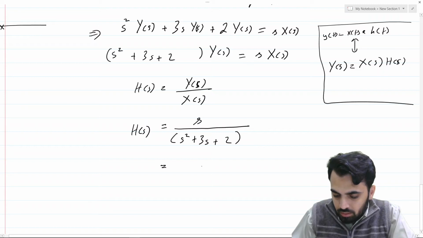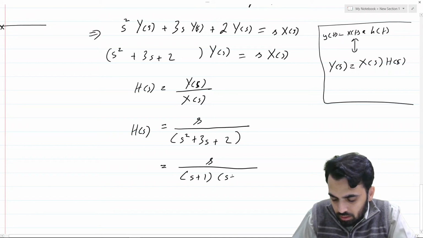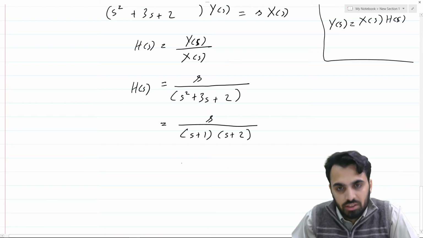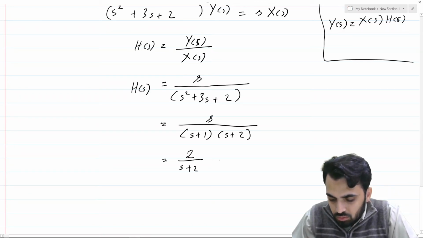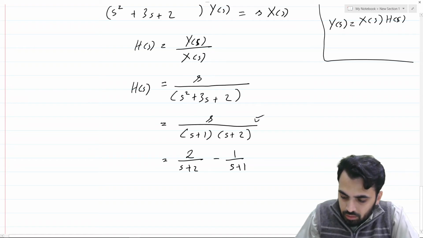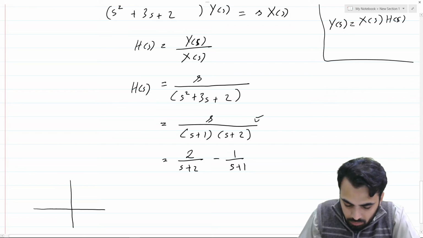Or we can take the roots of the denominator, so we can have (s + 1) and (s + 2), and by taking partial fraction expansion, this would be equal to 2 over (s + 2) minus 1 over (s + 1). Now from this equality over here, we know that in the s plane we have a pole at -1, another pole at -2, and a 0 at the origin.